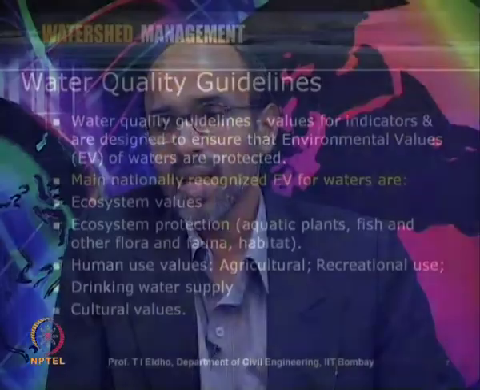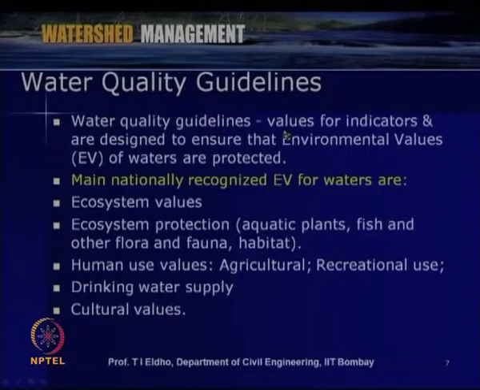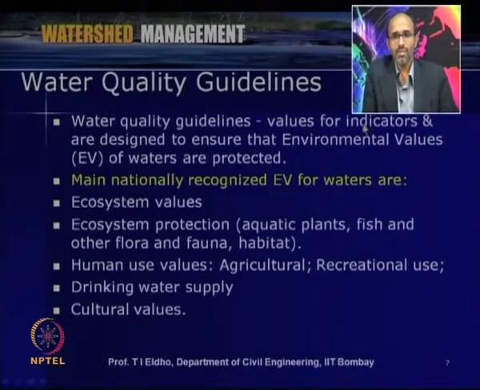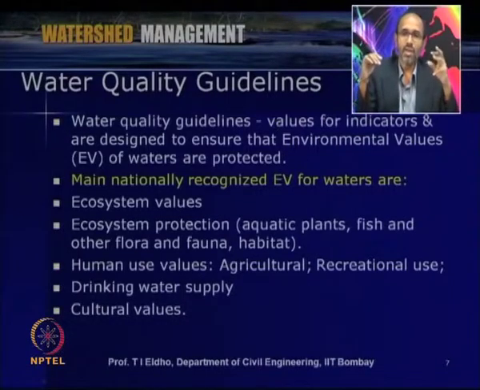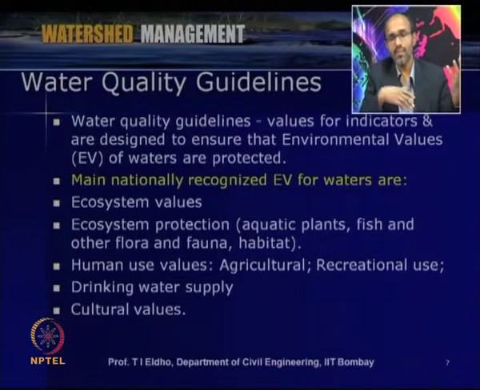So now let us look into various issues related to water quality guidelines. As we discussed, a guideline shows values for indicators and is designed to ensure that various environmental values of waters are protected. For example, if we consider water for drinking or other purposes, there is an arsenic limit, fluoride limit, total dissolved solids limit, BOD limit or COD limit. We have to specify the indicators, and accordingly the environmental values, and we have to ensure that these are met for the particular samples which we take as far as water quality monitoring is concerned.